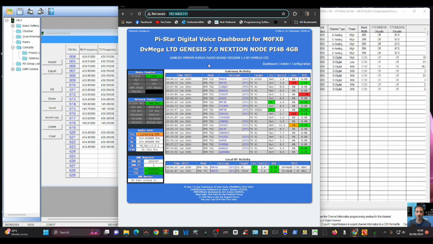Okay, we're at the PC. Let's look at the hotspot first and see the traffic and the activity coming through.